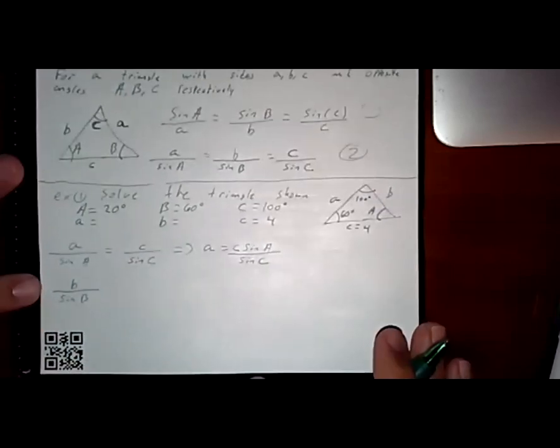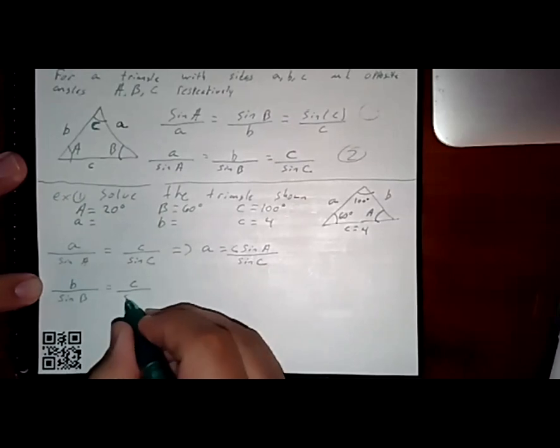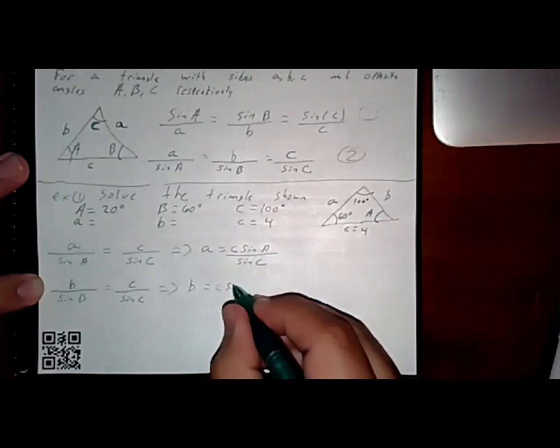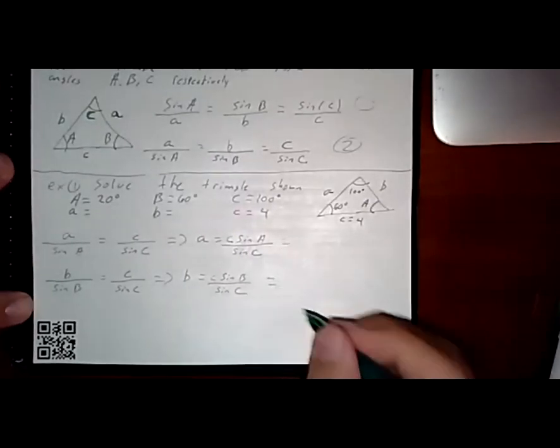So this will be little b over sine B, because I need to find B, right? That'll be equal to c over sine C, which implies that B is equal to, multiply both sides by sine B, c sine B over sine C. Okay, so just plug in everything we know and we're good. We'll have both sides, both missing sides.